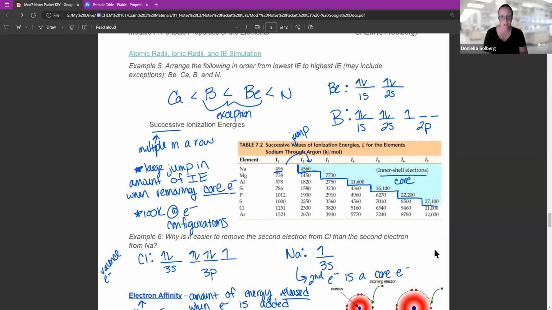Okay, so just keep in mind, if I'm talking about an element and successive ionization energies, when you're taking off core electrons, it's going to require 6 to 10 times more energy than the other ionization energies do.